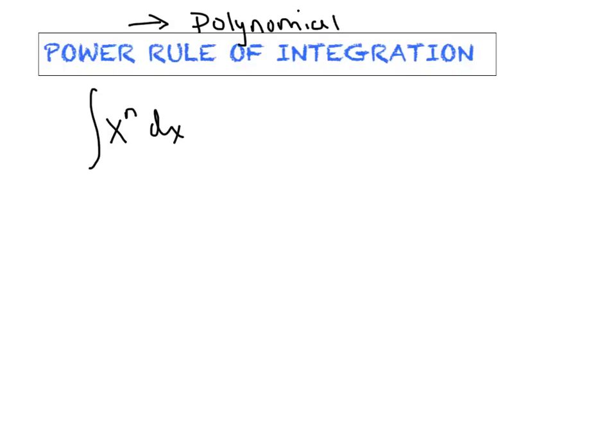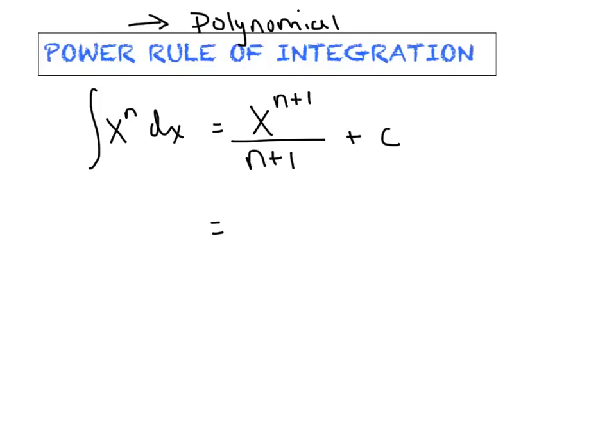In this case, we are going to add 1 to the exponent, and we're going to divide by the new exponent, and throw a plus c on the end. Think about how we used to differentiate. It's just the opposite. We used to subtract one from the exponent. We used to multiply by a new coefficient, not divide. So everything's the inverse or the opposite.